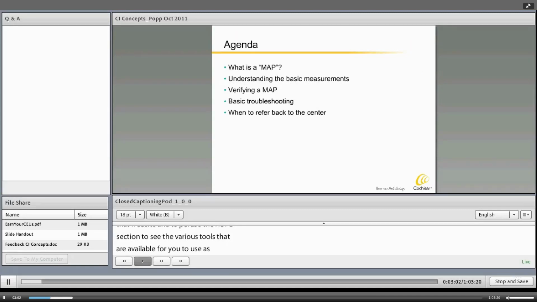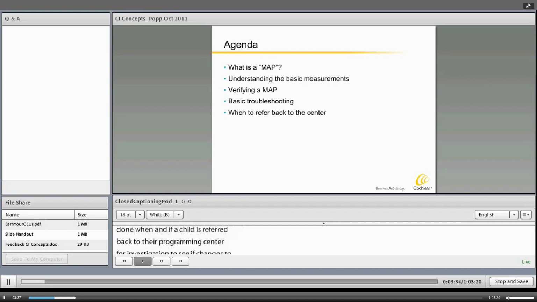So what we're going to be talking about today are some basics of what is a map and the measurements that go into that map, ways in which to verify that a map is appropriate, and also some basic troubleshooting that can be done off-site, as well as what types of things will be done when and if a child is referred back to their programming center for investigation to see if changes to that map are necessary.